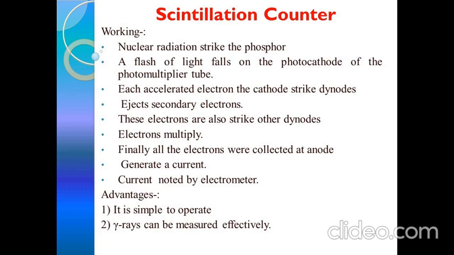The number of electrons may be of the order of 10 raised to 5. Finally, all the electrons are collected at anode to generate a current. The pulses are counted and registered by electrometer.